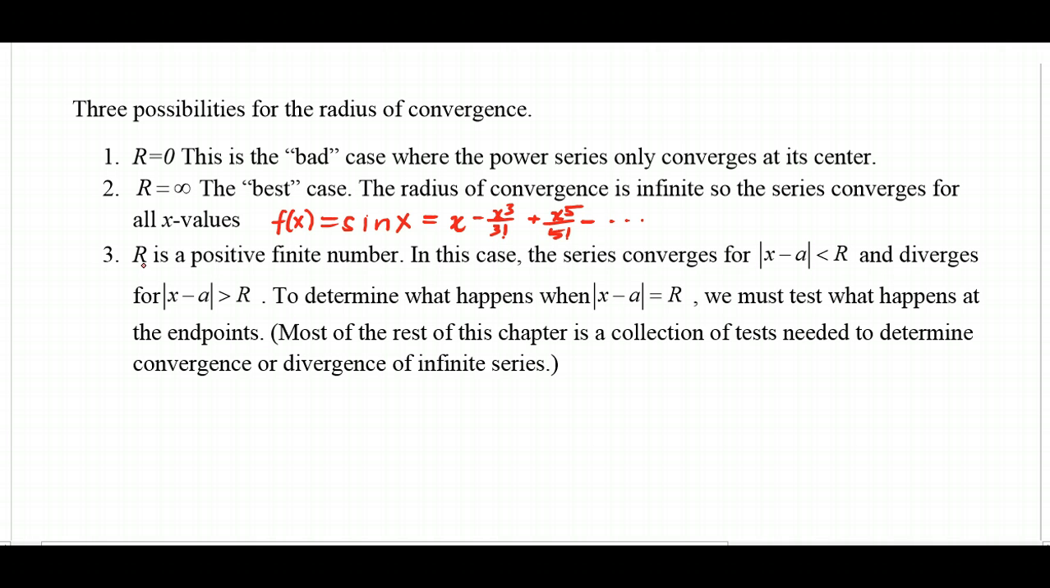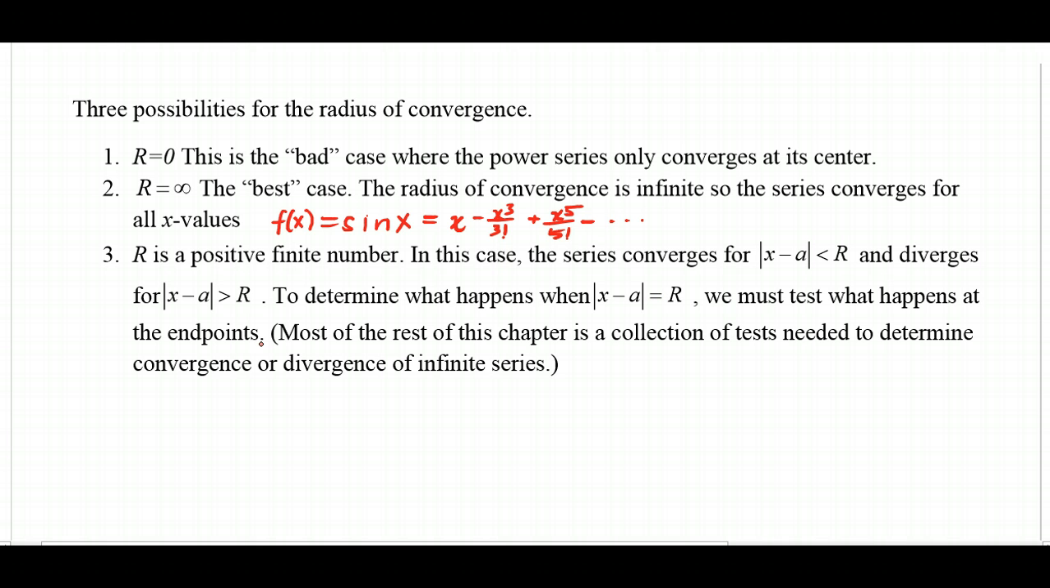And the third possibility is that R is some positive finite number. So in that example of 1 over 1 minus x, it looked like our radius of convergence was 1, because our interval of convergence was -1 to 1. Now, in this case, the series converges when the absolute value of x minus a is less than R, and diverges when the absolute value of x minus a is greater than R. And to determine what happens when x minus a equals R, we must test what happens at the endpoint.